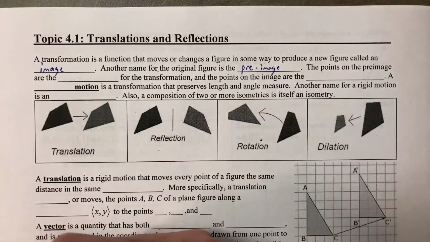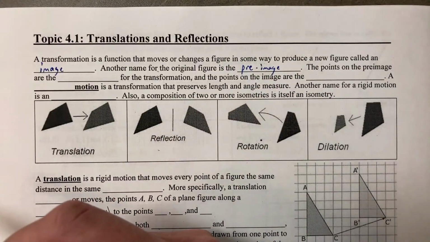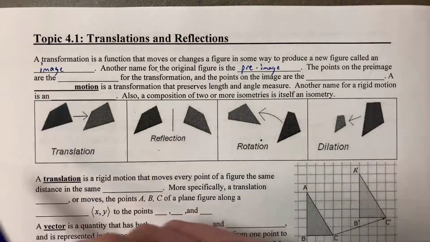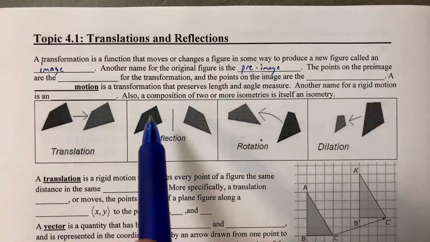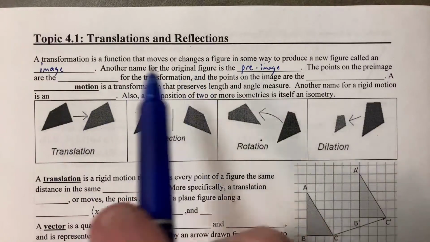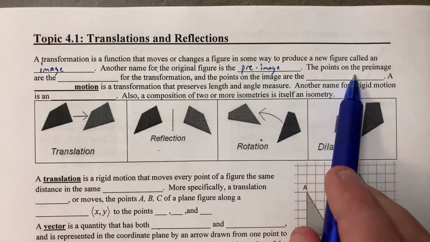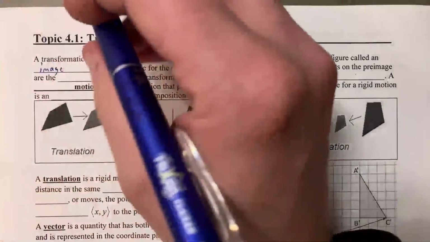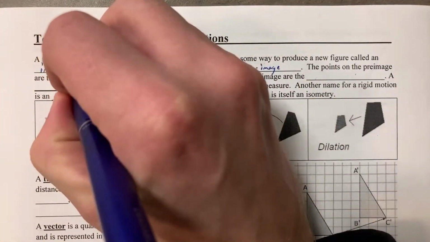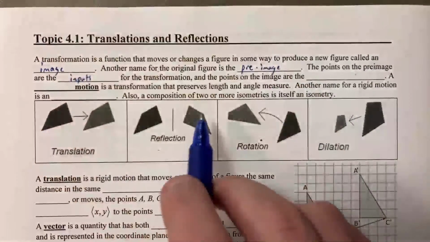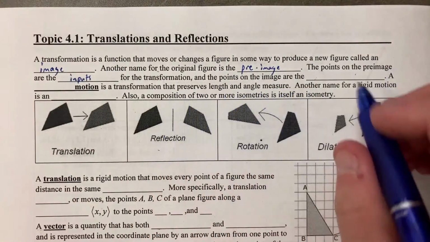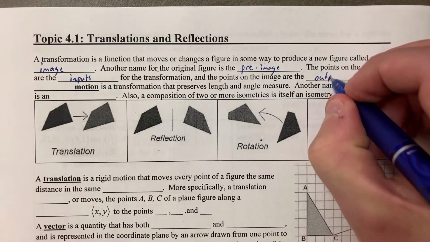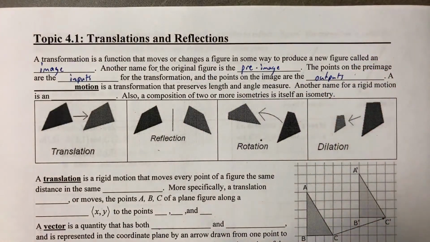It's like when you look in a mirror, you see the image. You are the pre-image, and you see the image. It's after the reflection, you see your image. The points on the pre-image are the inputs for the transformation, and the points on the image are the outputs. You put your pre-image into the mirror, it outputs your image.